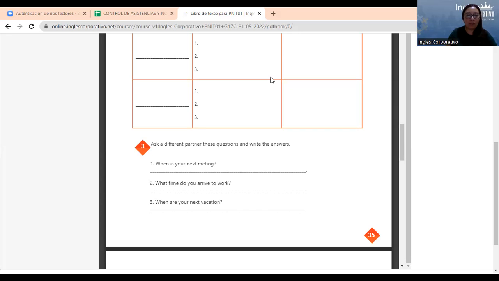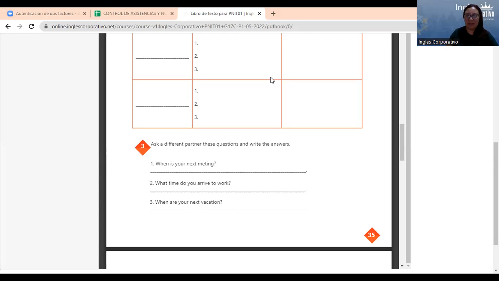En positivo no ocupo el auxiliar, solo sujeto y verbo. She arrives. Her work is at 7:30 a.m. Sin el is, tampoco ocupo el verbo to be. She arrives to work at 7:30. She arrives her work at 7:30 a.m.